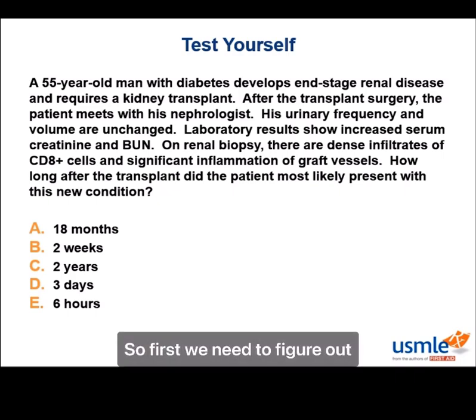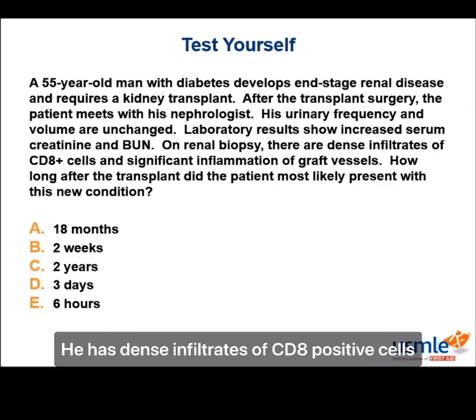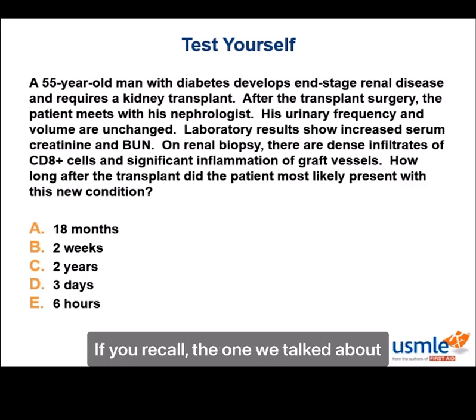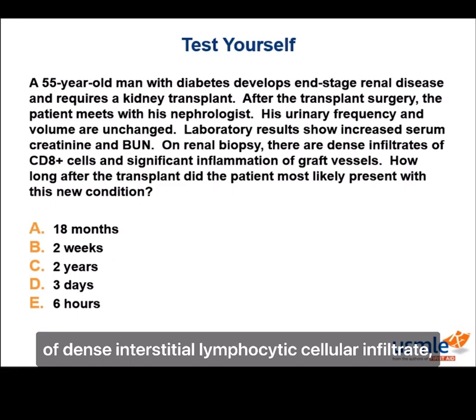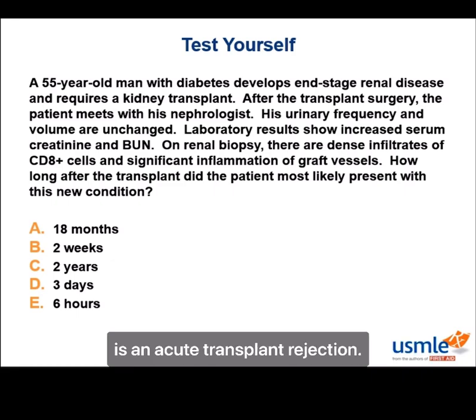So first, we need to figure out what kind of rejection this is. He has dense infiltrates of CD8 positive cells and inflammation of the vessels. So vasculitis. If you recall, the one we talked about with vasculitis of graft vessels, and the one where I showed you a picture of dense interstitial lymphocytic cellular infiltrate, is an acute transplant rejection.